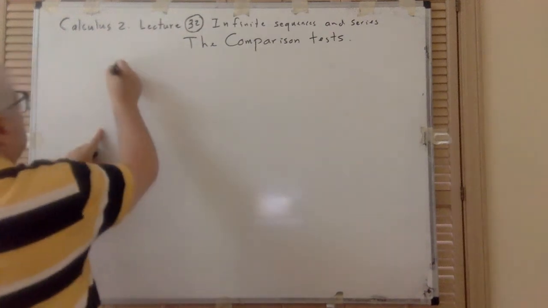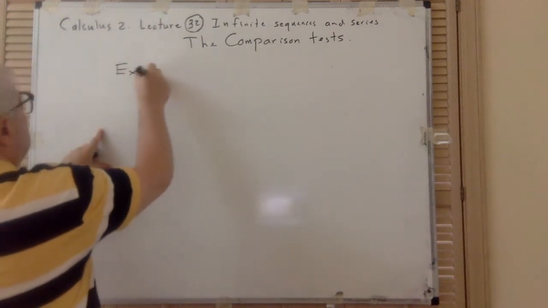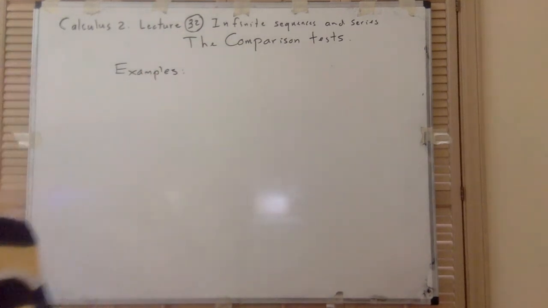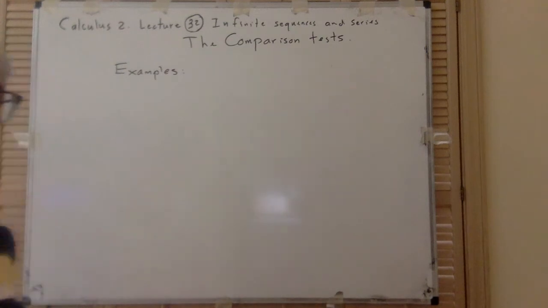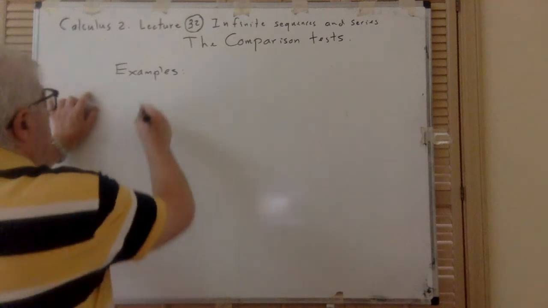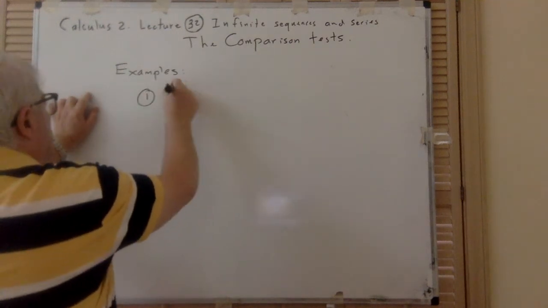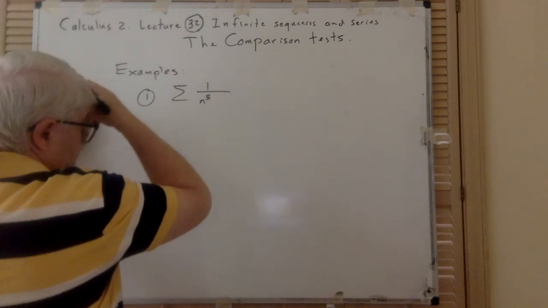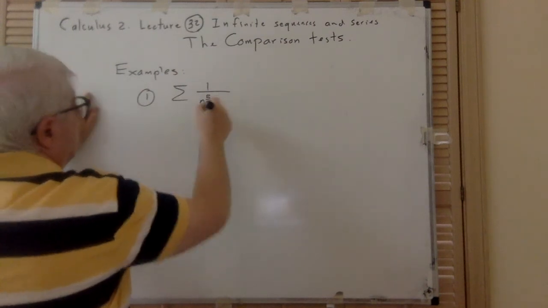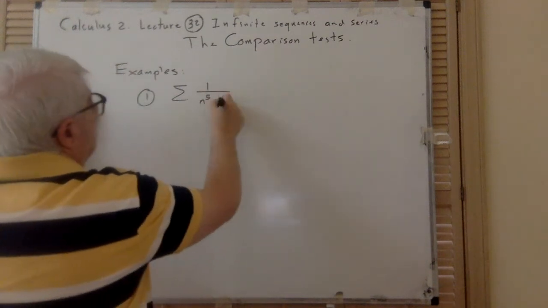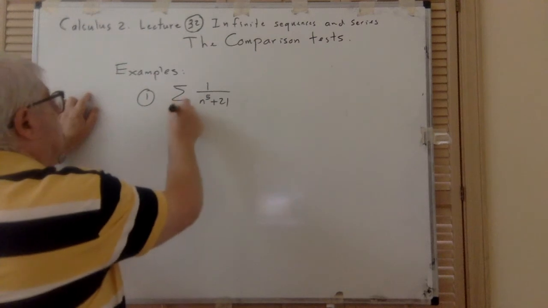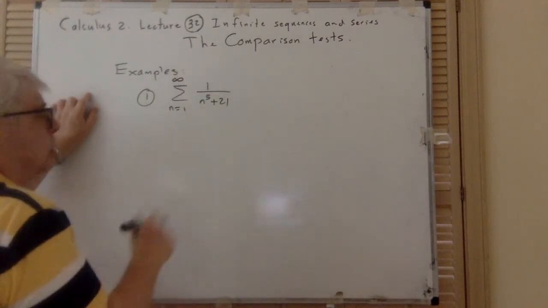So, examples. Now this comparison test has some restrictions. I will show you. So let's look at this: sigma of 1 over n to the power 5, say plus, I don't know, 21, with n starting at 1 to infinity. It can start at anything, doesn't matter.